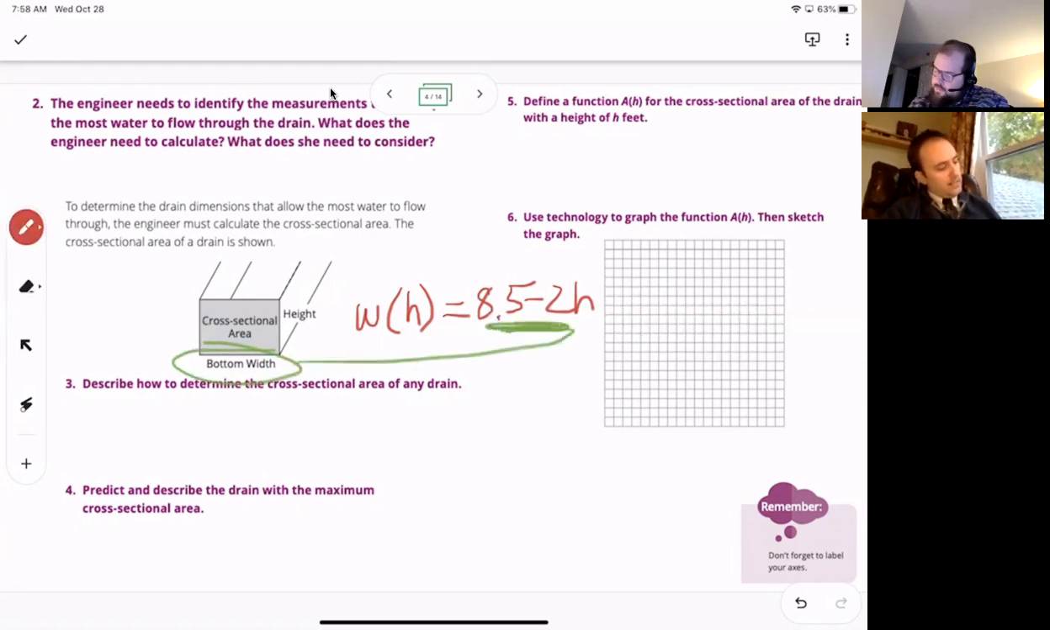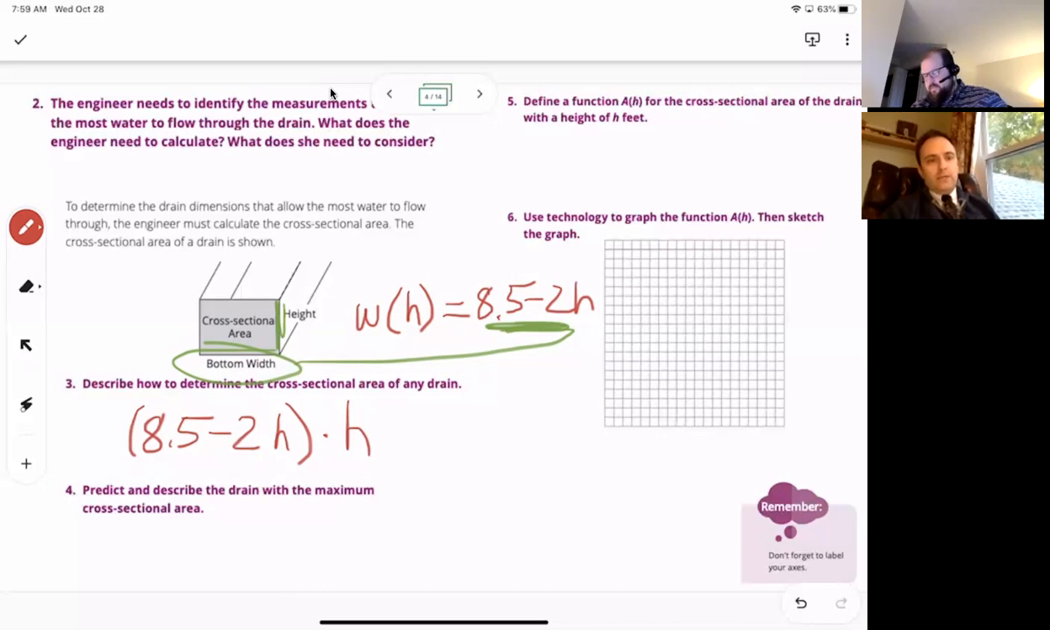And then the height is just H, right? So are you saying that if we did the bottom width, which is 8.5 minus 2h, multiplied by the height, which is just h, that would give us that cross-sectional area? Yeah, because you just do the width times the height, and the width we wrote is that expression on the previous page. Cool. I like it.